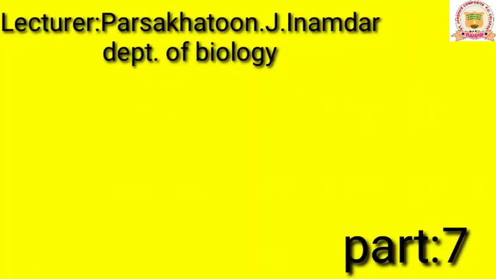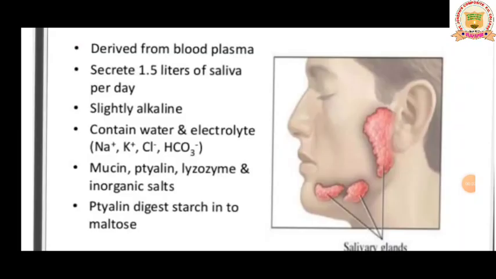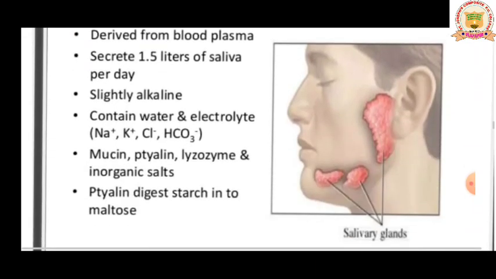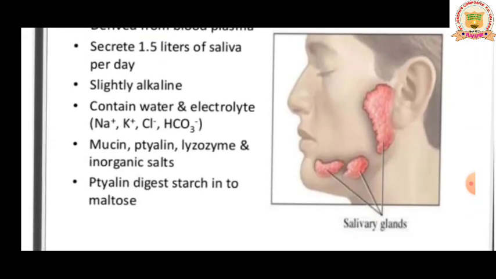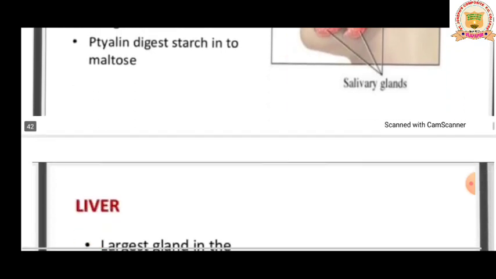Welcome back to part 7 of digestion and absorption in humans. In my last video, we were trying to understand different kinds of digestive glands and their composition. I wound up my video with the composition of saliva.